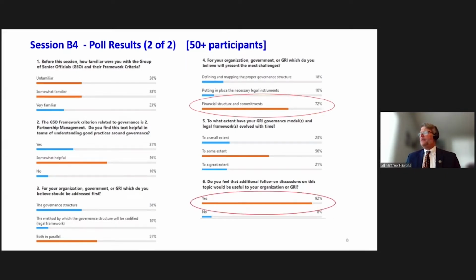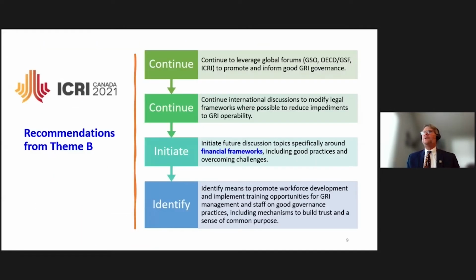And then finally, do you feel that we need some more follow-up on this? Yes. So obviously it's an important subject, and we can continue on with governance and maybe emphasize financial structure more in the future. So here are our recommendations from theme B. We need to continue to leverage these global forums like the Group of Senior Officials, the GSF, and ICRI in the future to bring forward these important subjects.